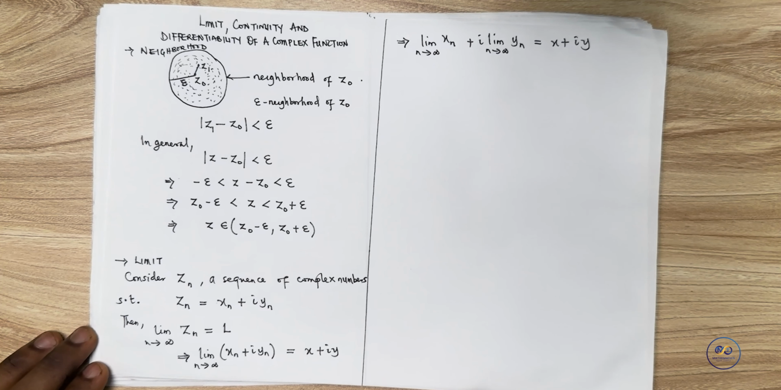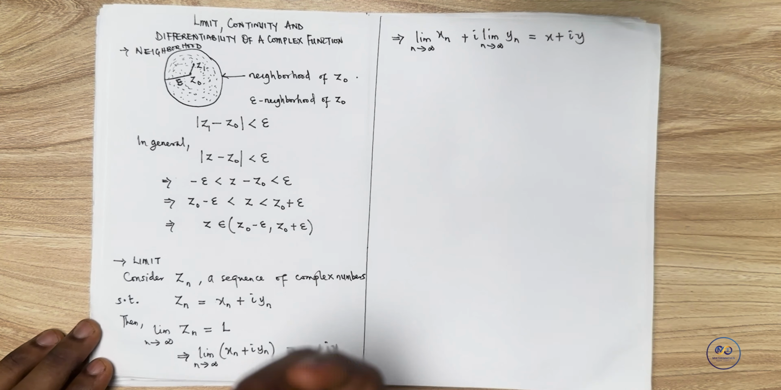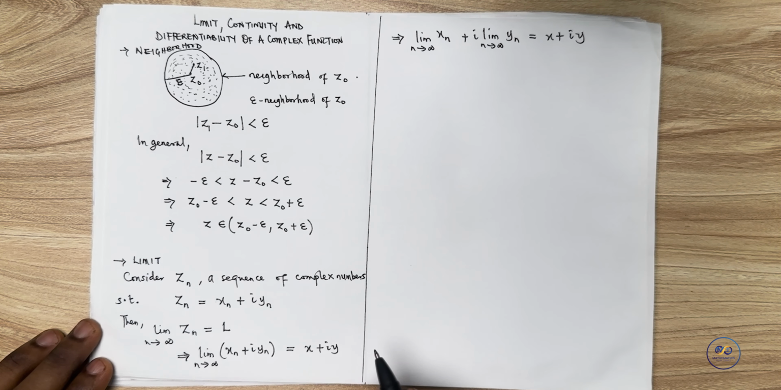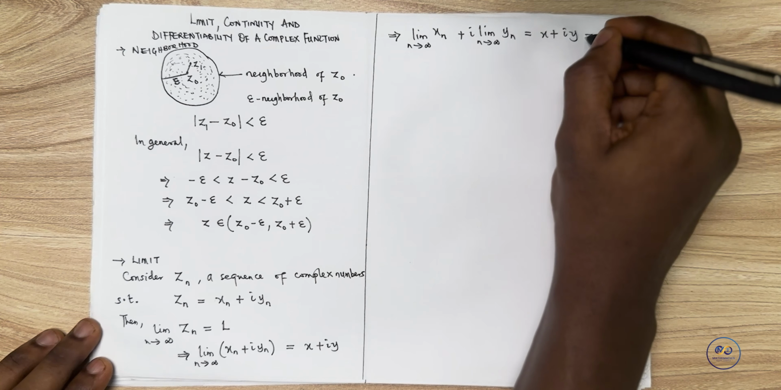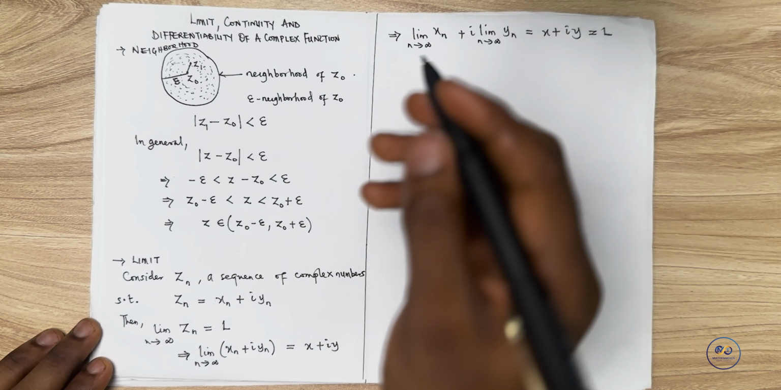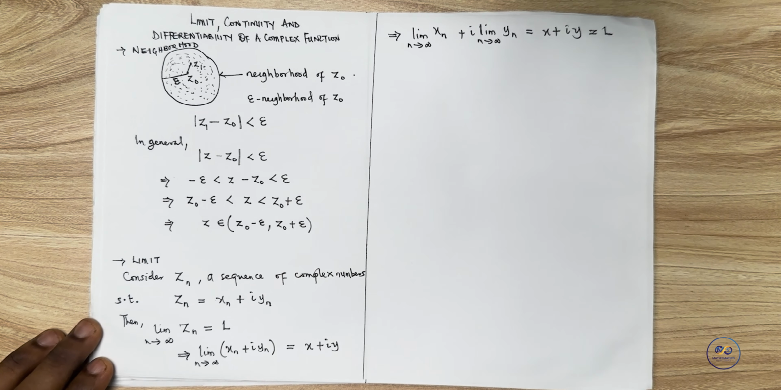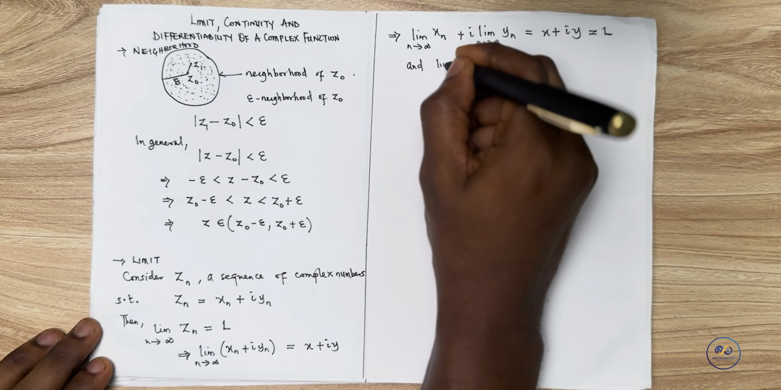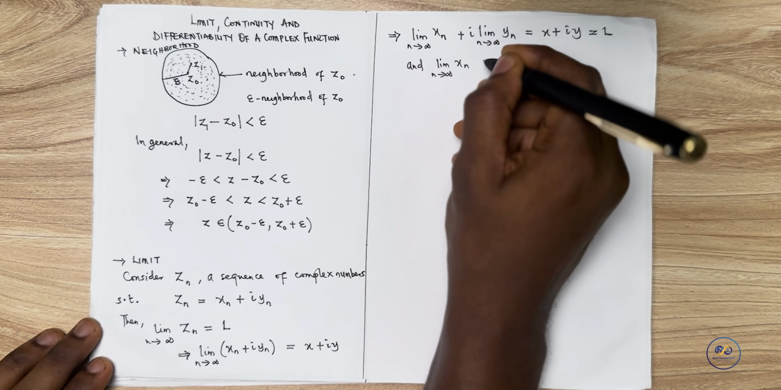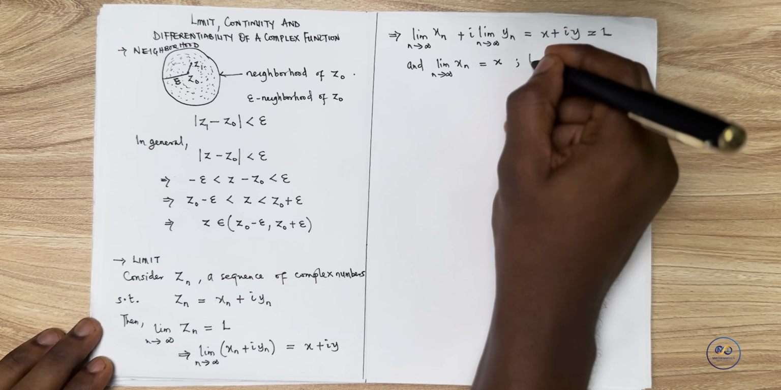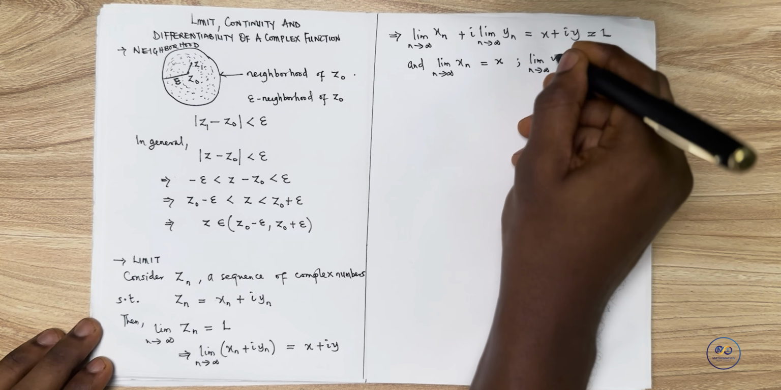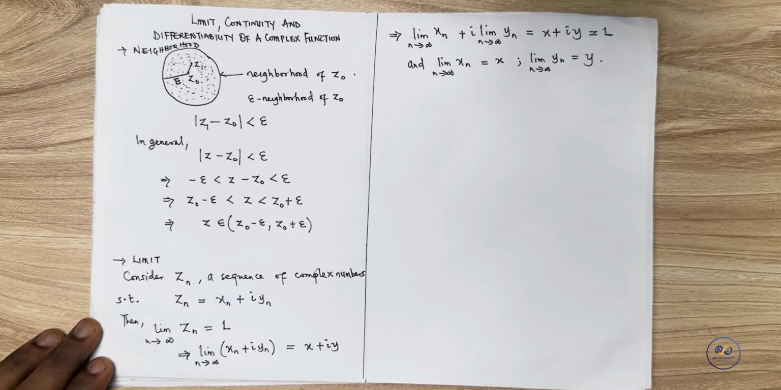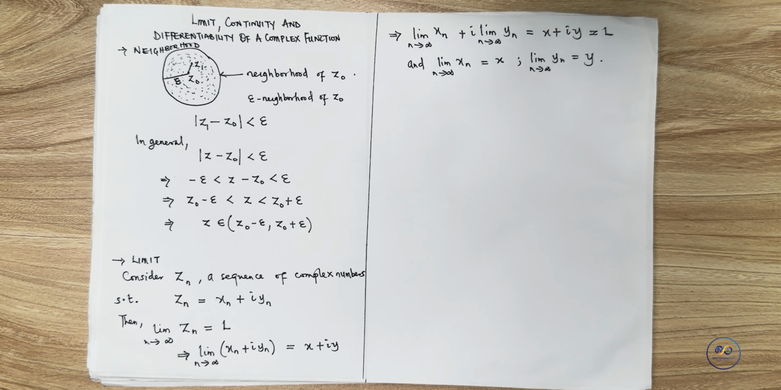And this is true from our concept of real analysis. So since, of course, zn is equal to xn plus i yn, and the limit of zn is equal to L, and we are saying the limit of xn plus i yn is equal to x plus iy, then it means that we can say that L, which is the limit of the sequence of complex numbers, can be equal to x plus iy. Which would mean, of course, that the limit as n tends to infinity of xn is x, and the limit as n tends to infinity of yn is y. Now, this is very interesting. And this represents the limit as it is.